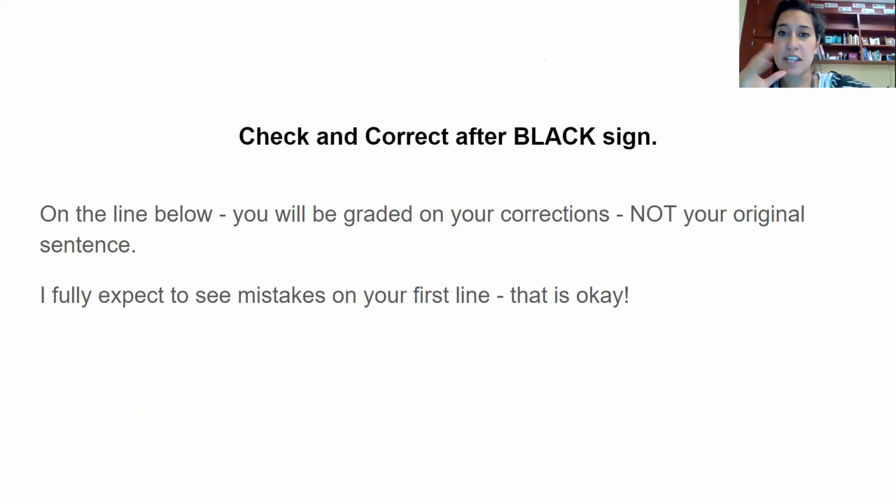Okay, so on the line below, so say you've written number 1 here, you've got a sentence, you're gonna write right below it your corrections. So you can circle, I would advise using a different color. You can do it in pen if you wrote in pencil, or you can pick a different color, or highlight your errors and then write on the line below your corrections, okay? So I fully expect to see mistakes in your first line. That is okay, no problems.